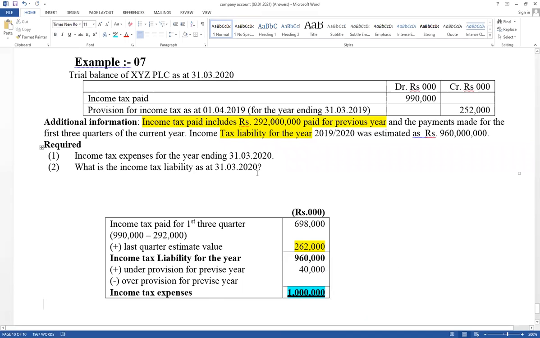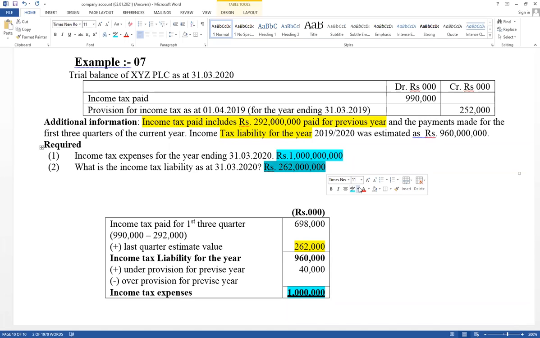Then see the requirements. There, income tax expense for the year equals 1 million and take more 30. And as a liability, you have to consider only the last quarter estimate value. Therefore, income tax liability equals 262,000. This is the last quarter estimate value for this year. It has not been paid in cash. This is the way you have to adjust income tax.